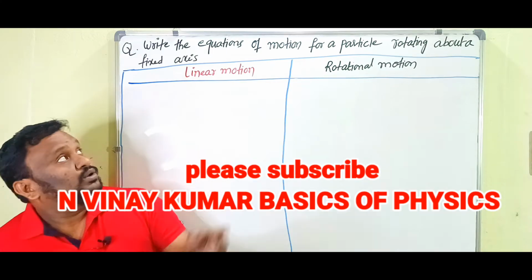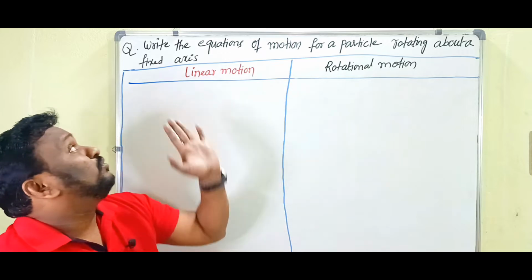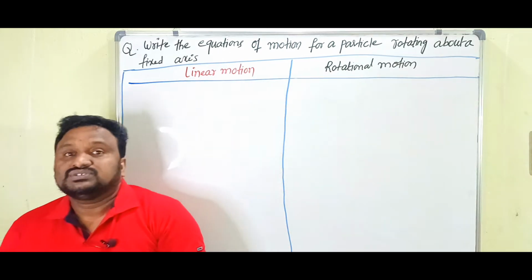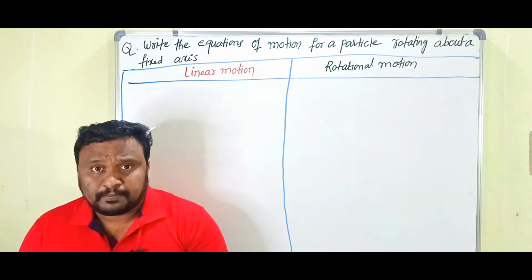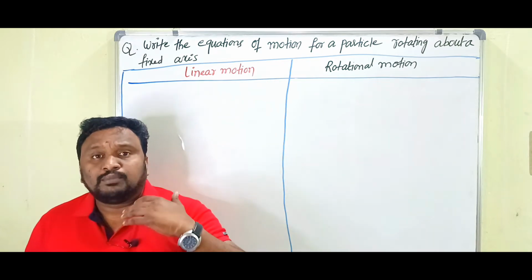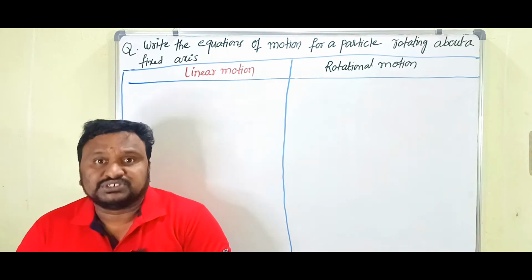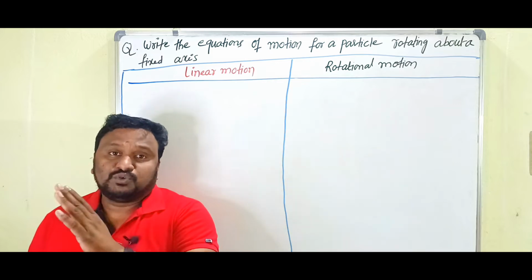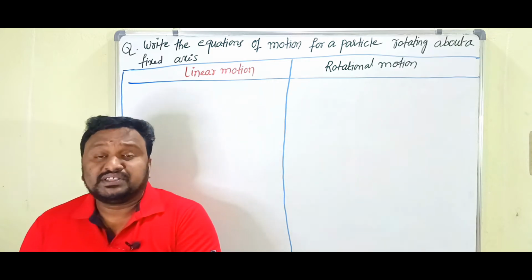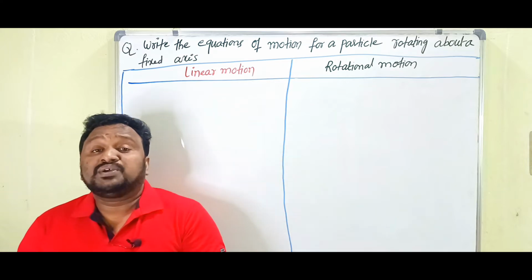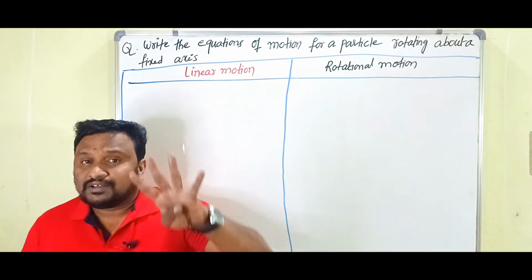Write the equations of motion for a particle rotating about a fixed axis. So we have an idea about the equations of motion. When the body is moving with uniform acceleration, we know some equations of motion. What are those? v = u + at, s = ut + (1/2)at², v² − u² = 2as, and Sn = u + (a/2)(2n − 1). These are the four equations.